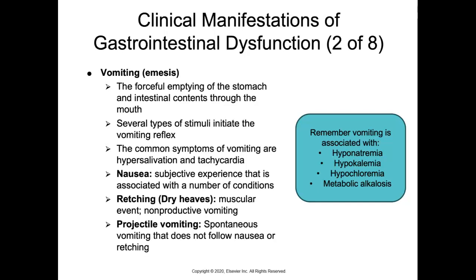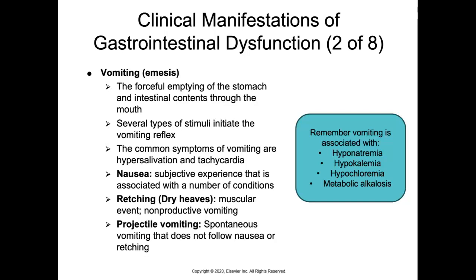Next up, we have vomiting, which is the forceful emptying of the stomach and intestinal contents through the mouth. If you remember, the vomiting center is in the medulla oblongata. We have many different types of stimuli, including severe pain, distension of the stomach or the duodenum, or, if you get motion sickness, your vestibular system stimulated through cranial nerve number 8, or a drug's side effect that initiates the vomiting reflex in the medulla.